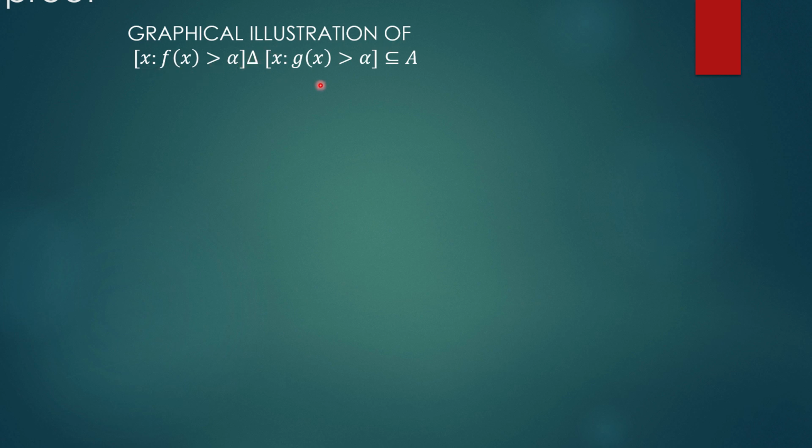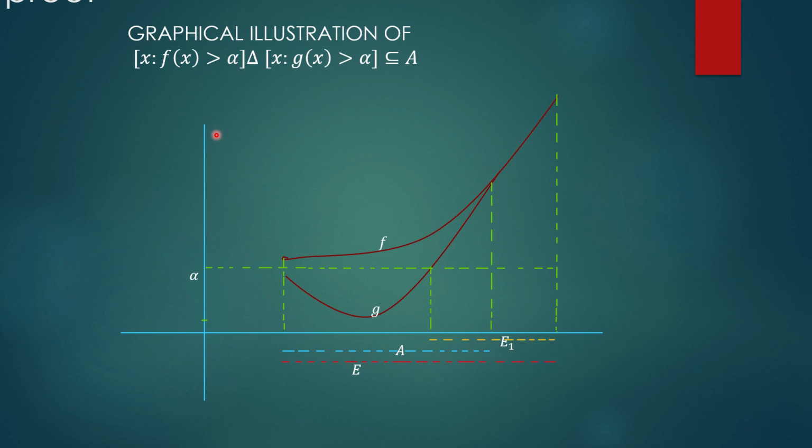All right. So let us take a typical function f and g in this way. From the graph, it is very obvious that f and g are different in this set. From here to here, the functions f and g are different. But from here to here, the two functions are exactly equal. This is alpha, the alpha horizontal line. So, x such that f of x is greater than alpha.